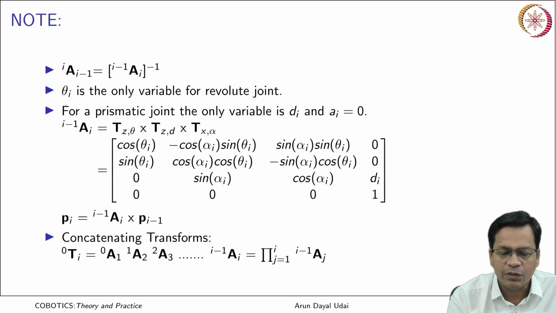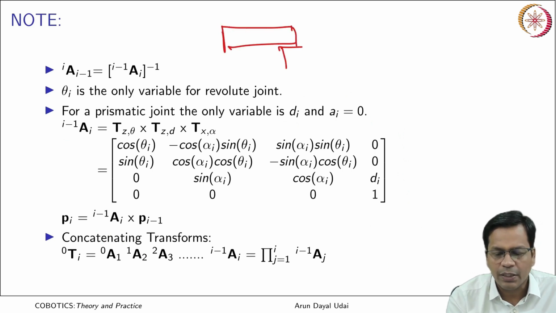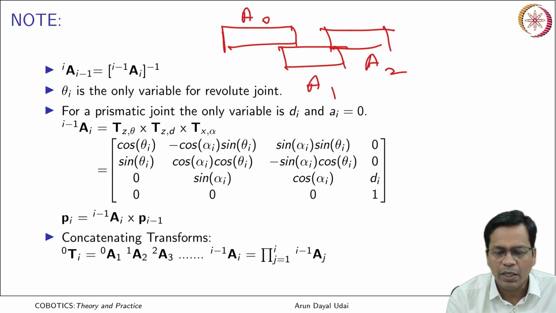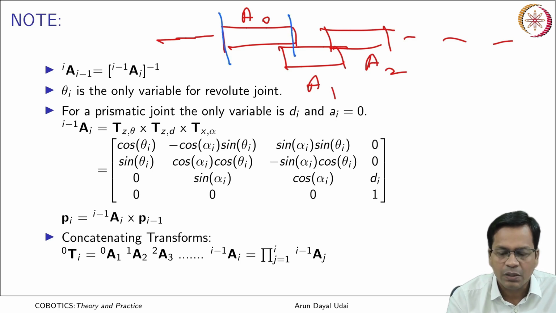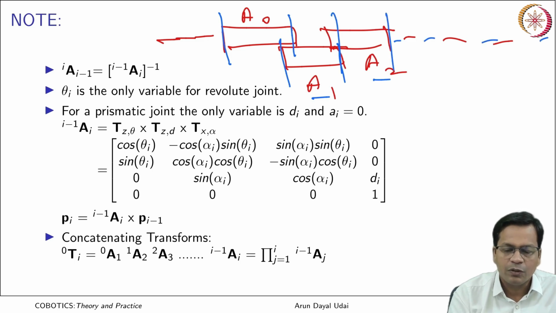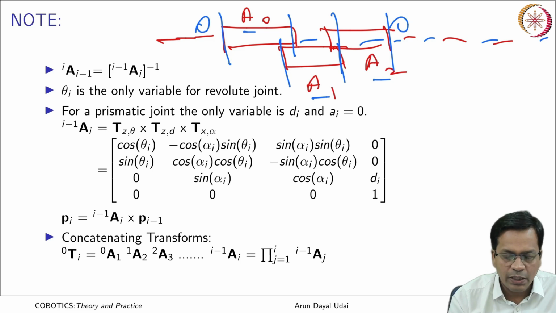Concatenating them, let us say you have first link, you have second link, you have third link, and so on and so forth. So, A0, A1, A2, if there are multiple links like that, one by one each of these transformations will take you from this to this. This takes you from this to this. This takes you from this to this. Finally, it takes up like this. So, if you have to go from here to here, you multiply them together. Okay. So, that is what it is telling.